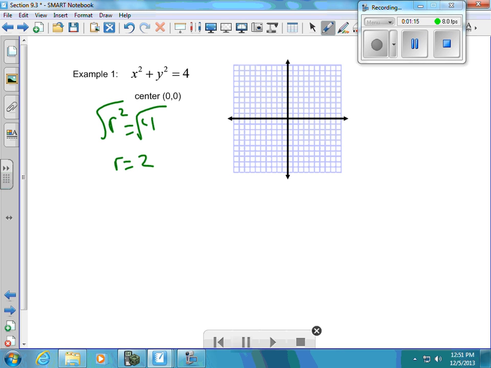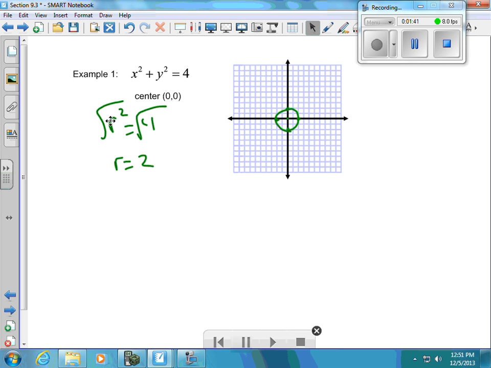If it's centered at 0, 0, we can go out 2 units away in all directions. The easiest place to go 2 units away is straight up and down and left and right. So 2 units away, we just make a circle around those points. And there you are. We've just graphed x squared plus y squared equals 4. You can graph it on your graphing calculator. I'll show you that in class tomorrow.